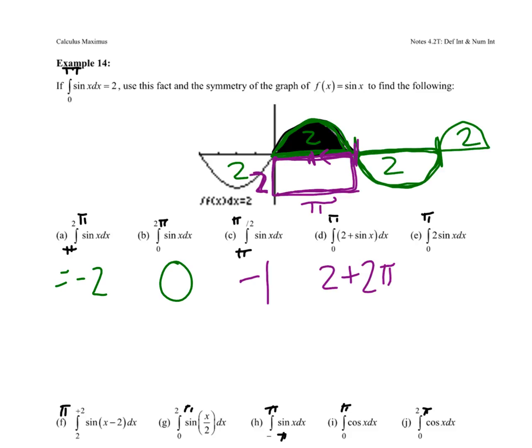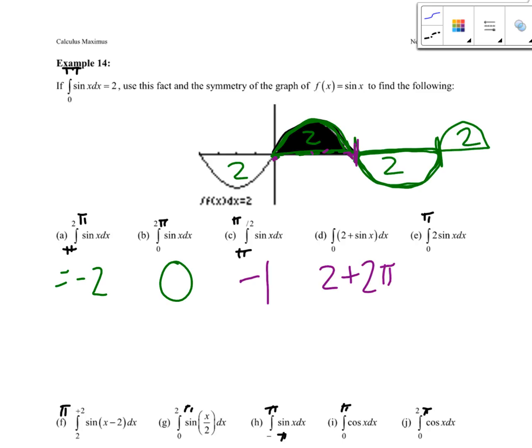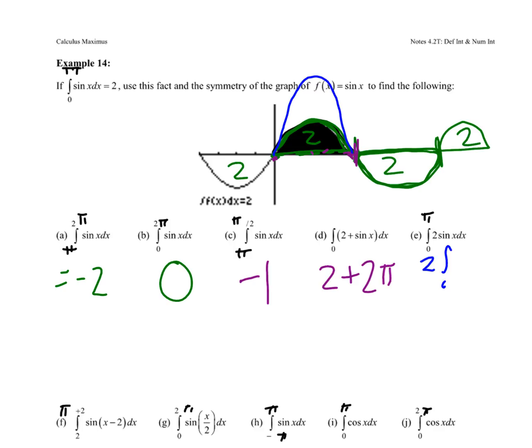Okay, this time if I throw a 2, there's a lot of 2's in this problem, right? All right, so I don't have too many colors available. Let's change that blue. All right, 0 to pi of 2 sine of x, so that's going to be 2 times as tall. Normal sine only goes up to 1. This one's going up to 2. So how does that change the area? Well, it doubles it. Or you could think about it like this. 2 times this. So 2 times 2?